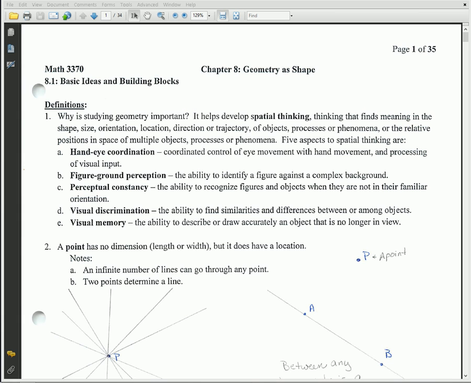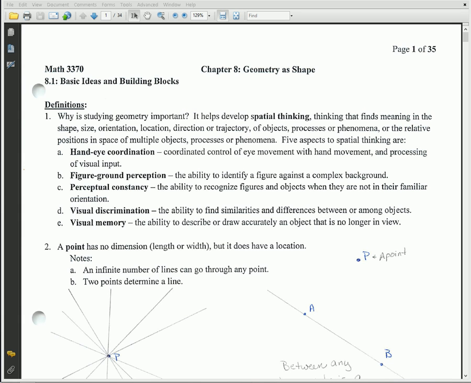The first thing we're going to talk about is why this is important. There are 5 ways that we can think about size, shape, orientation, location, direction. One is eye-hand coordination, being able to manipulate what you're doing and processing it with your hands and your eyes, and making a cone and making a cube or drawing a line with your hands.